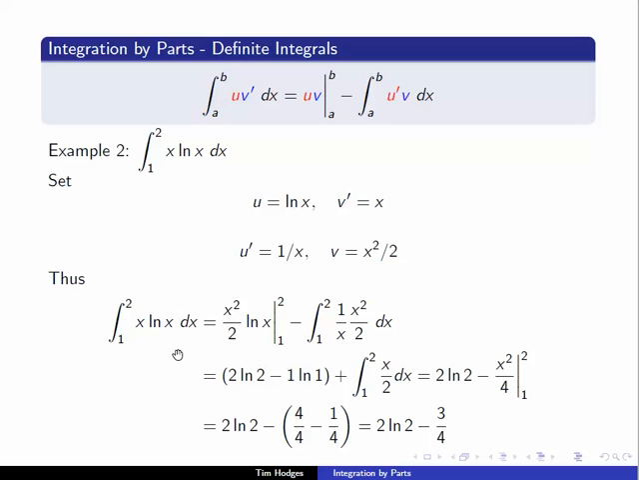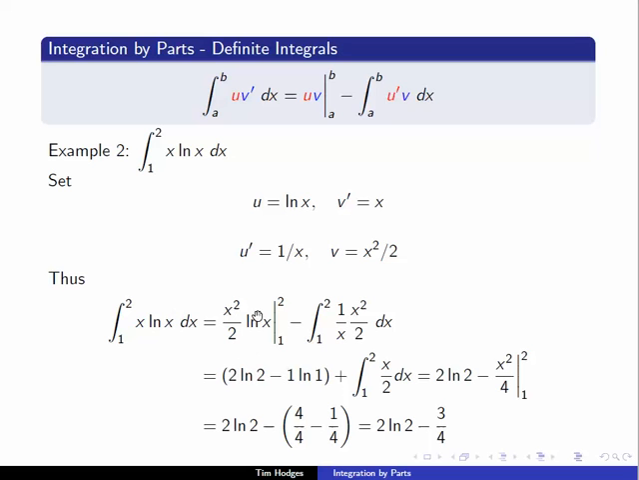So we plug everything into this formula and we get the following. It's a bit of a mess, so let's talk through it slowly. So this is what we're looking for. This is u times v, evaluated between 1 and 2, x squared over 2 log x. And then here we have u prime v, 1 over x times x squared over 2.